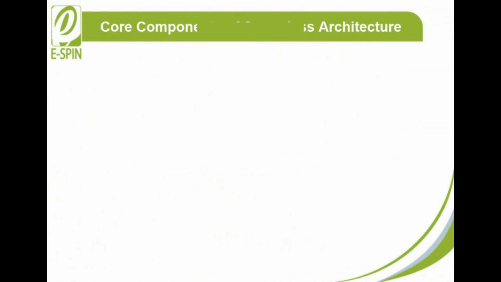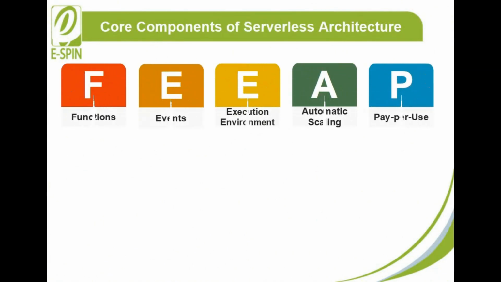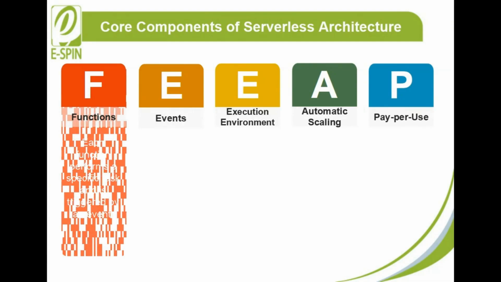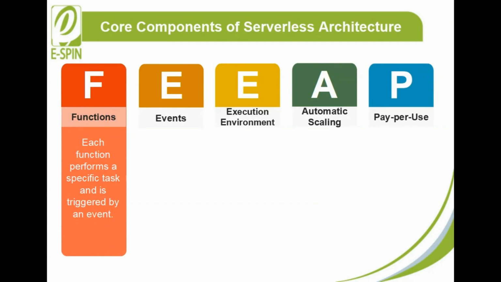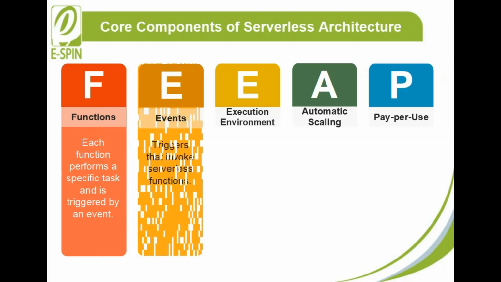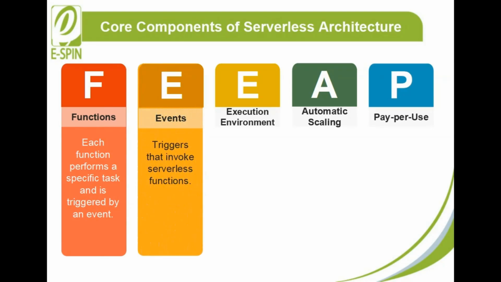Core components of serverless architecture. Several key components are functions, events, execution environment, automatic scaling, and pay-per-use. Applications are broken into smaller, independent pieces of code called functions. Each function performs a specific task and is triggered by an event like an API call or a database change. Events are the triggers that invoke serverless functions.